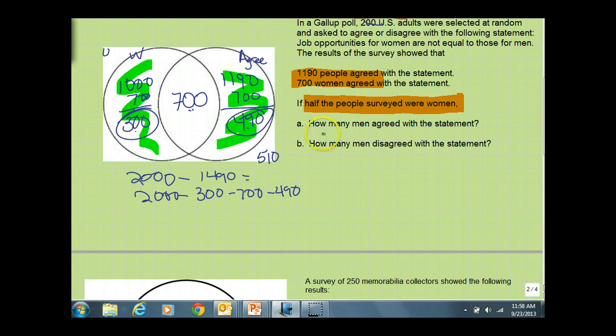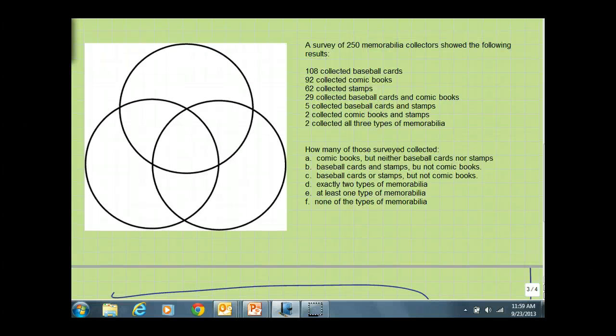Okay, so the question is, how many men agreed with the statement? 490. Yep. And how many men disagreed with it? 510. Good. How many disagreed with it?